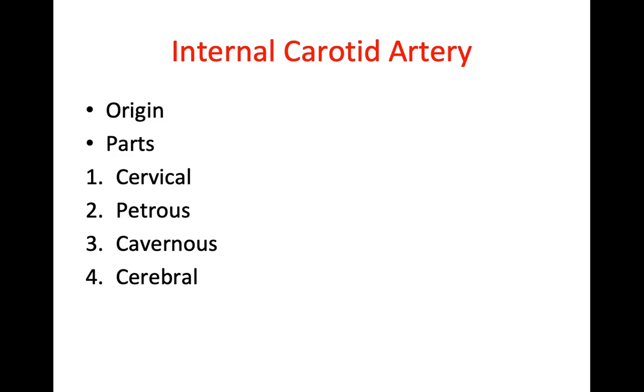Then there is a cerebral part, which is between the cavernous sinus and cerebrum, and it has 5 branches. It was a common Viva question as well, as I remember. The 5 branches are ophthalmic artery, anterior cerebral artery, middle cerebral artery, posterior communicating artery, and the anterior choroidal artery. I repeat, ophthalmic artery, anterior cerebral artery, middle cerebral artery, posterior communicating artery, and anterior choroidal artery.